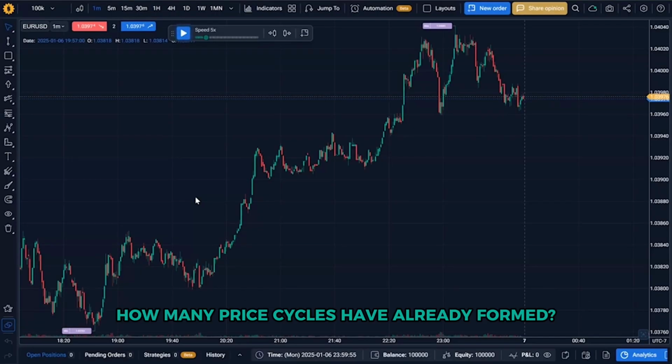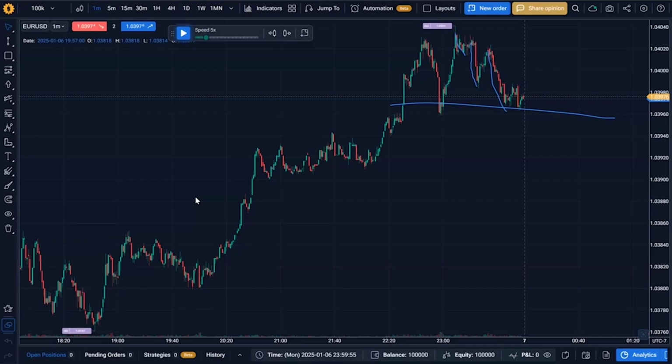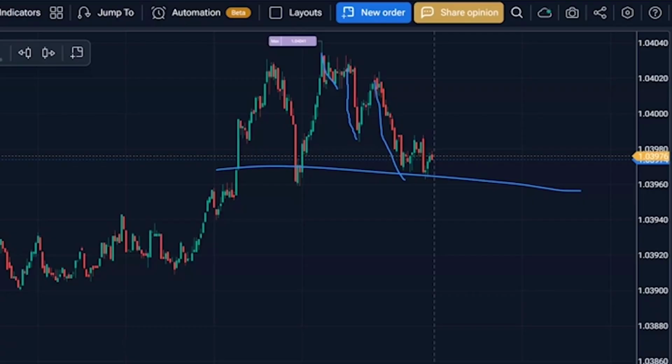How many price cycles have already formed? I'm looking for a numerical number. Thank you, Travis. Thank you, Logan. A numerical number. How many price cycles have already formed? You got 3 people. Everybody else, I lose everybody else. Let's say 1, 5, Carol, 2, Joseph, 3. There is only one answer.